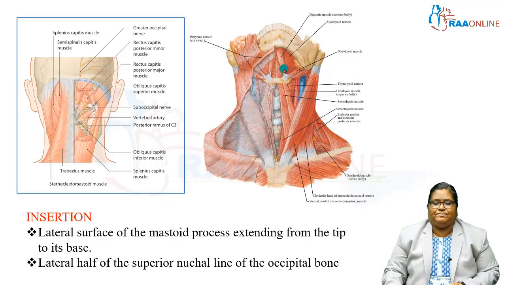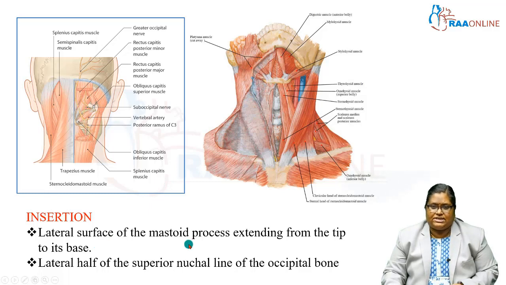That is the insertion. The insertion is the lateral surface of the mastoid process extending from the tip to its base, and the lateral half of the superior nuchal line of the occipital bone. So this is the mastoid process. You can see the sternocleidomastoid muscle goes and attaches to the mastoid process extending from the tip to its base. And it also attaches to the lateral half of the superior nuchal line of the occipital bone.